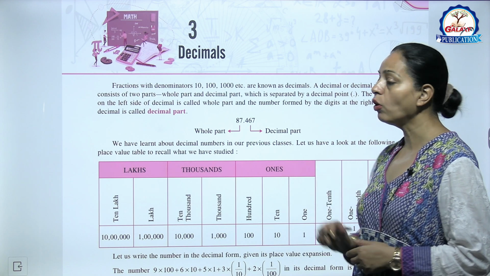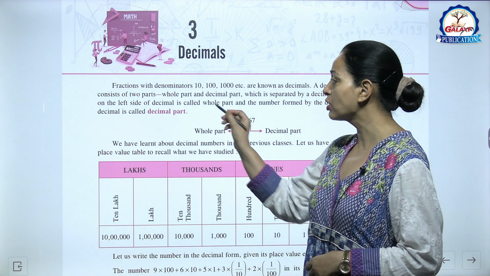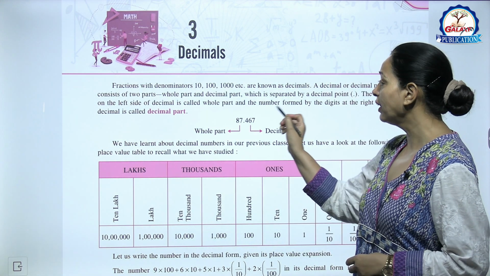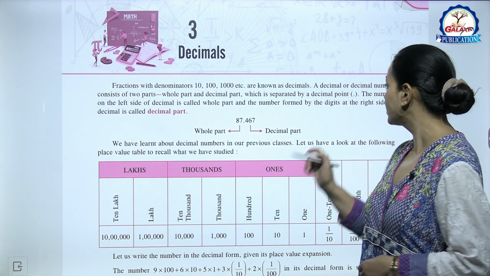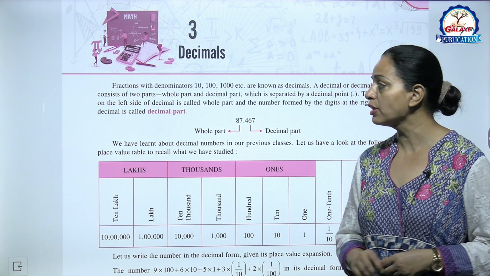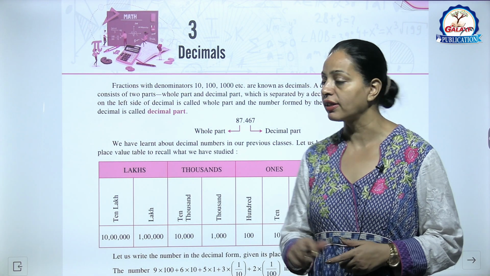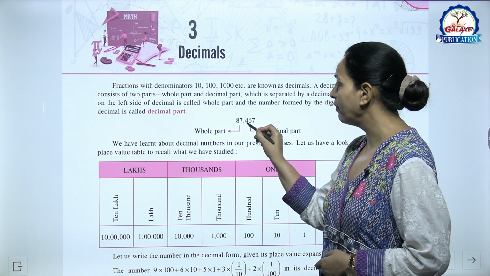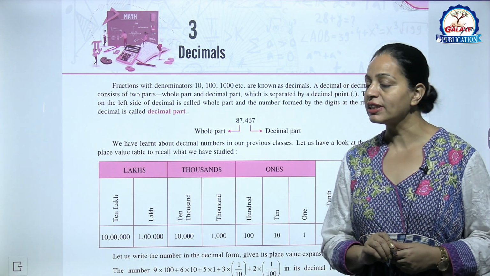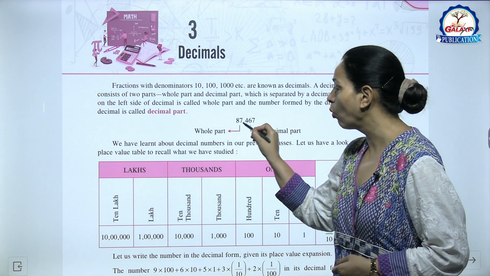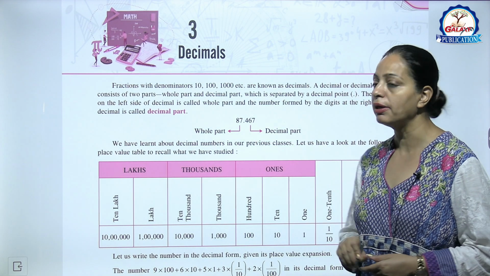Okay, the number on the left side of the decimal is called the whole part, and the number formed by the digits on the right side of the decimal is called the decimal part. See the number like 87.467. So this is the whole part and this is the decimal part.